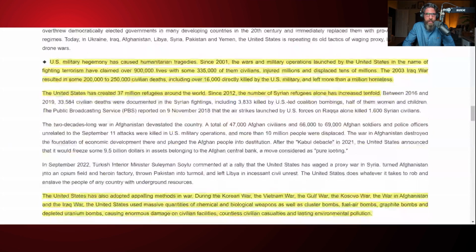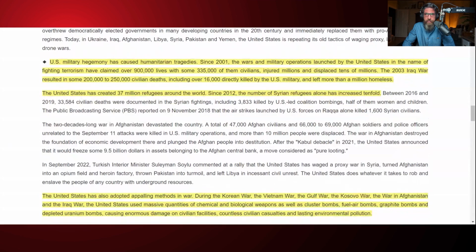US military hegemony has caused humanitarian tragedies. Since 2001, the wars and military operations launched by the United States in the name of fighting terrorism have claimed over 900,000 lives, with some 335,000 of them civilians. So 1/4 of them or 1/3 of them are civilians. Injured millions and displaced tens of millions.